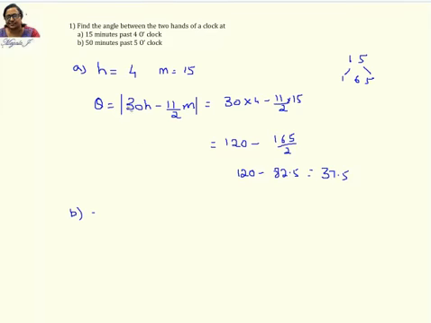Theta is nothing but modulus of 30h minus 11 by 2m. So for 30h, you replace h with 4. So 30 into 4 minus 11 by 2 into 15. That's all. When you calculate this, you're going to get 37.5. So this is the angle between the minute hand and the hour hand at 4:15.